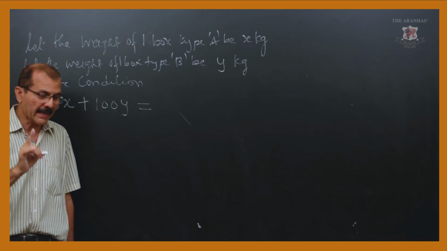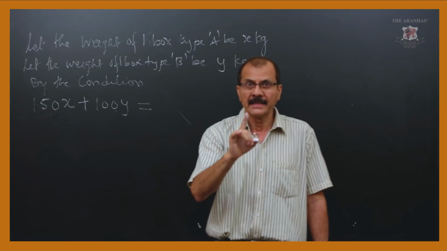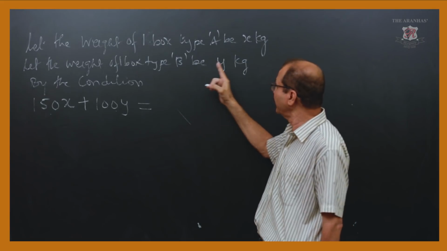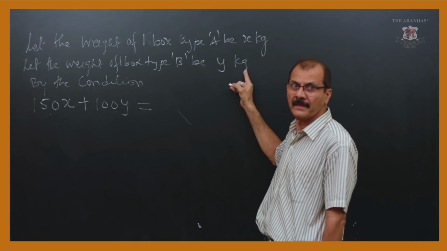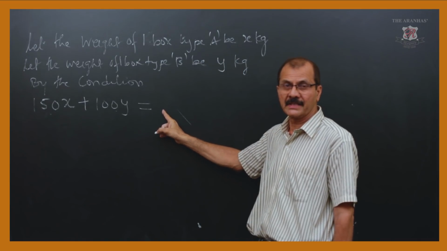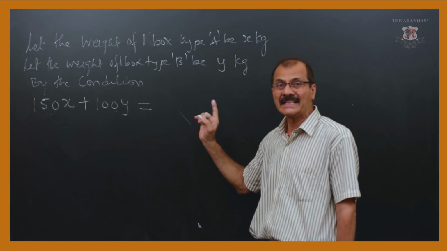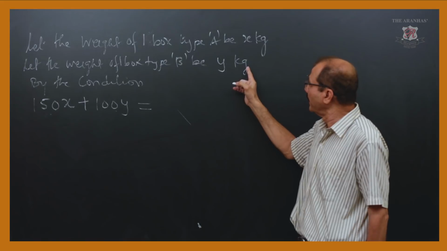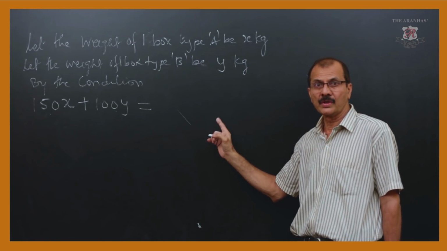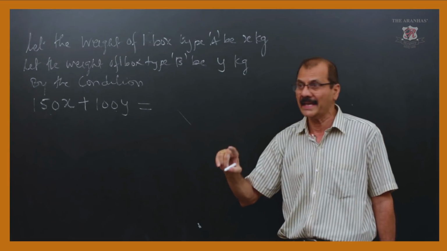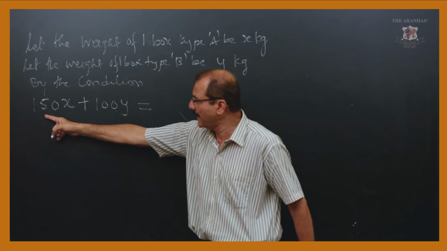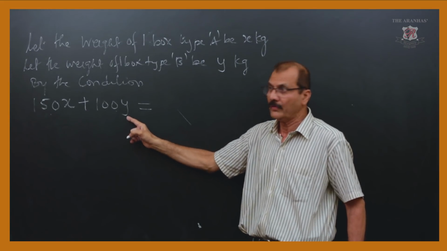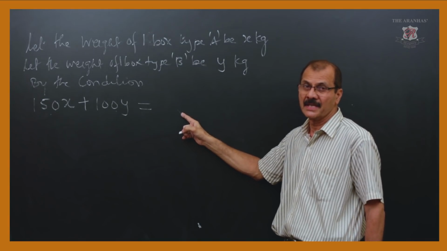But now be careful, I have said the weight of one box is in terms of kg, whereas the total weight is given as 10 tons. So you have to change the total weight of 10 tons into kg, because on my left hand side this is the weight expressed in kg, whereas the right hand side is 10 tons, so it won't match.